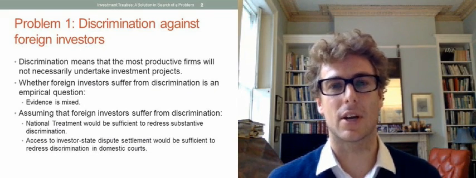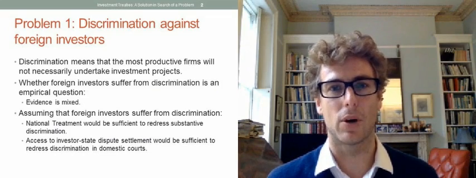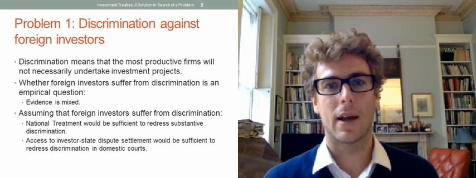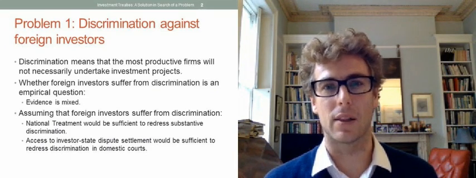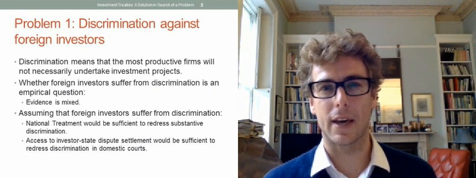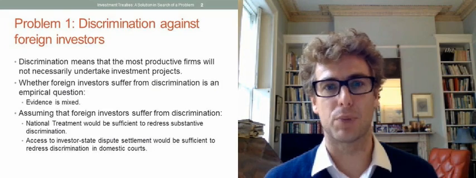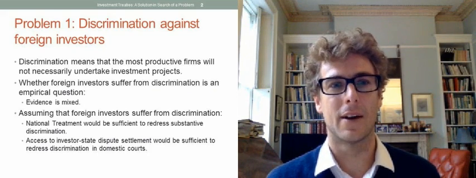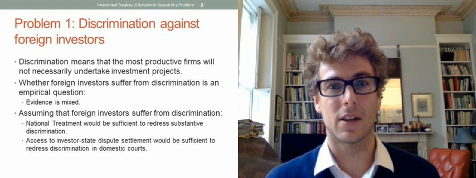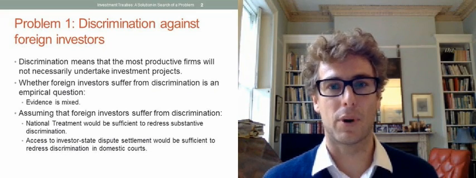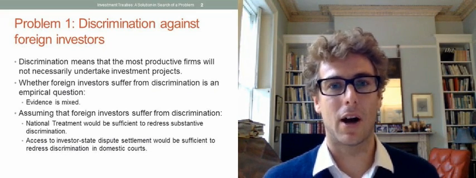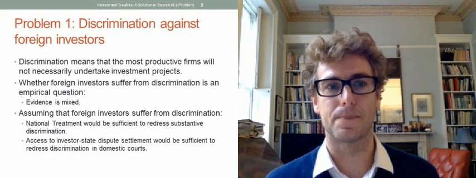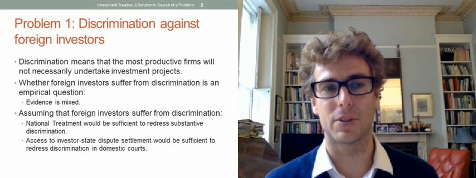So, for example, in discussions about the Transatlantic Trade and Investment Partnership, we've heard the claim that foreign investors are vulnerable to discrimination in the host states in which they operate, and therefore investment treaties are important to provide a level playing field. The basic economic rationale here is pretty simple. Discrimination means that the most productive firms won't necessarily undertake investment projects. Instead, less productive firms that benefit from more preferential legal or regulatory treatment will undertake the projects because of the advantages they receive, and the result leaves everyone worse off. So that's the supposed problem.